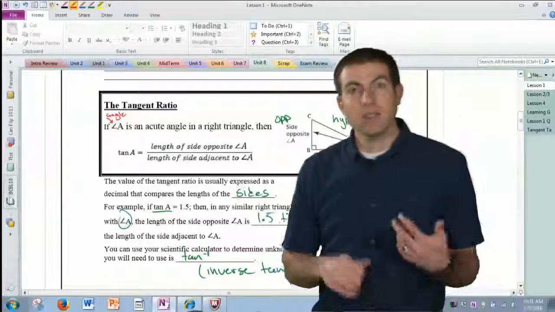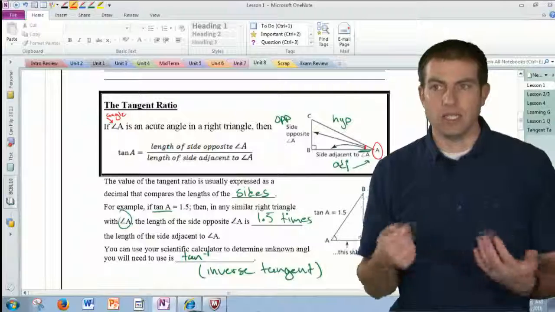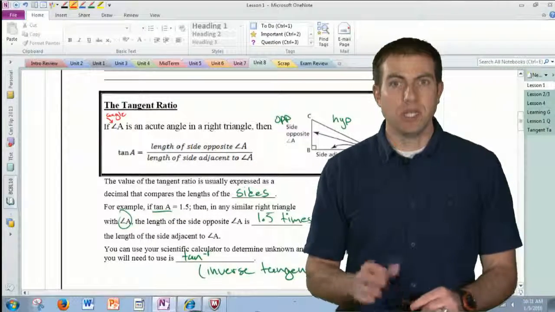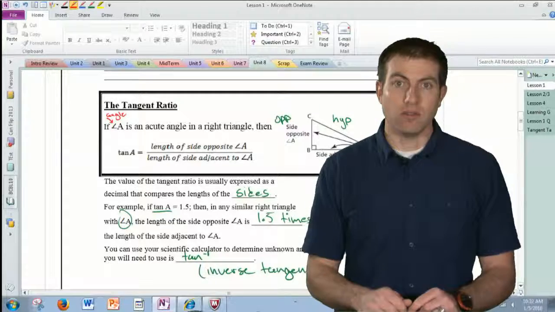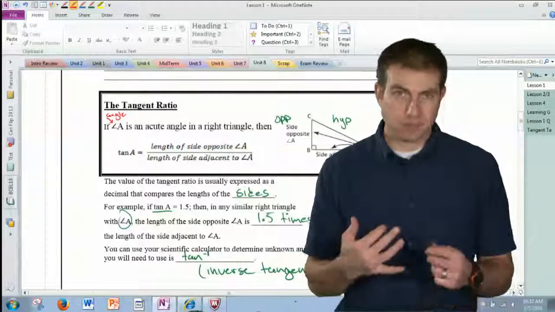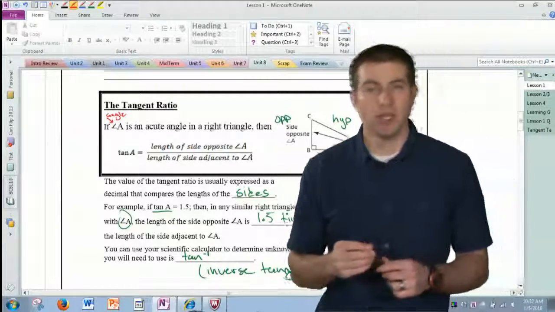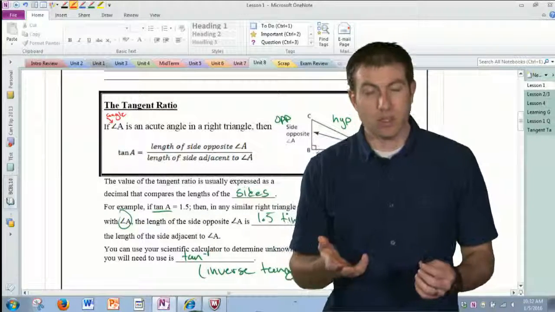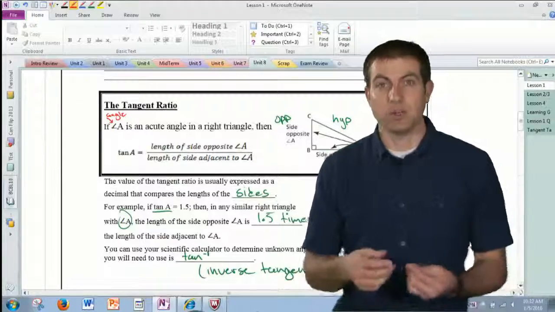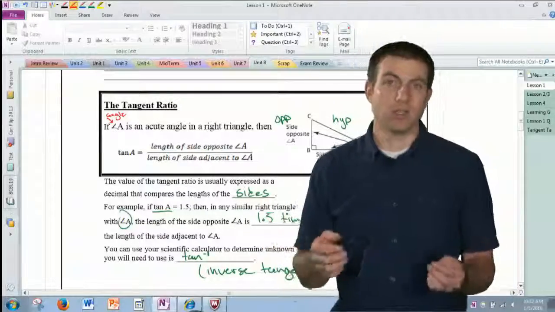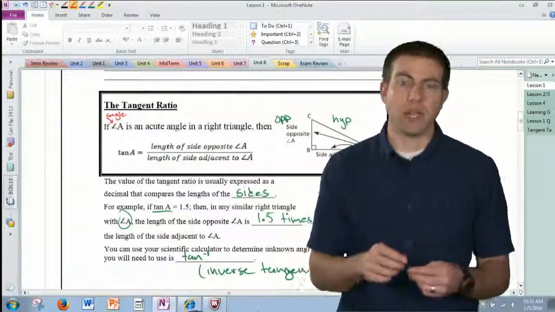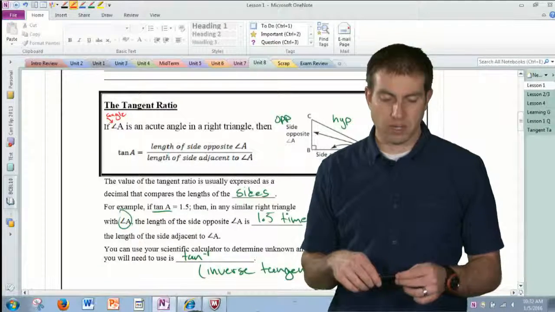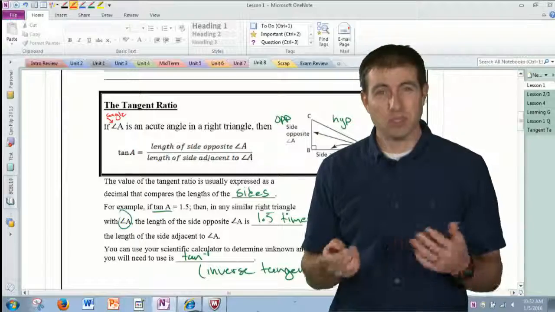The most important idea that's going to help you be successful in this Unit 8 is being able to label the sides of a triangle: the opposite, the adjacent, and the hypotenuse. The easiest one to identify is always the hypotenuse, because it's the longest side of a triangle and it's always across from the 90-degree angle. So if you can do that one, you're winning the battle. And then it's the opposite and the adjacent.